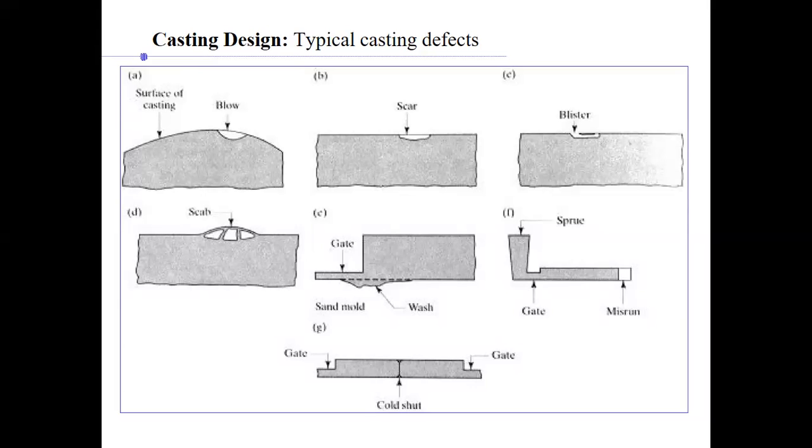And then cold shut, where you have multiple gates, right? And the molten metal streams are supposed to join, a seamless joint has to be there, but they are not joined because of possible reasons like this, that they were not able to completely join. So proper fillets, etc., would eradicate or minimize this kind of defect.